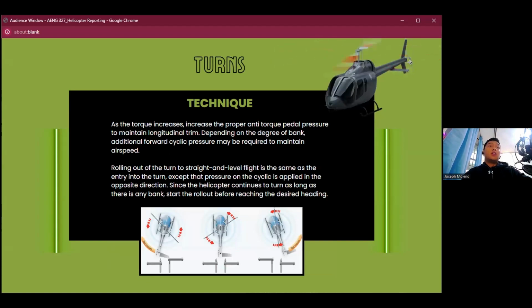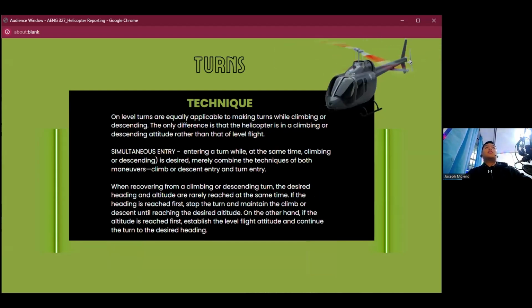In terms of rolling out of the turn to straight and level flight, this is the same as the entry into the turn, except that the pressure on the cyclic is applied in the opposite direction. Since the helicopter continues to turn as long as there is any bank, start the rollout before reaching the desired heading. Level turns are equally applicable to making turns while climbing or descending.